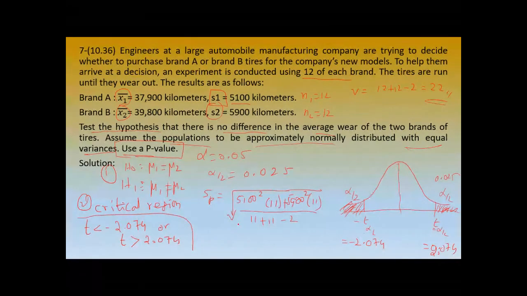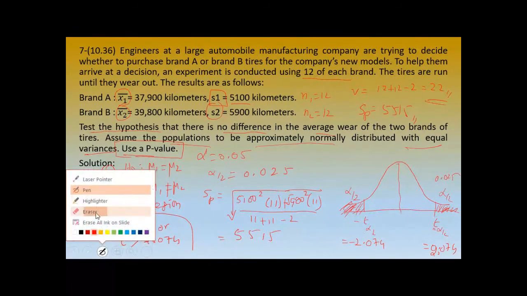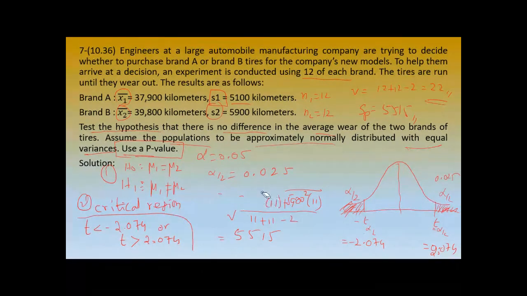divided by 11 plus 11 minus 2. This is the degrees of freedom. So when you calculate, you will get SP as 5515. So I'm writing the SP value here. SP value is 5515. Now erase this part. Here I will erase the SP part, and then we will find the calculated value of t, and we will check if it is falling in this interval. But we are asked to use the p value here to conclude the problem.